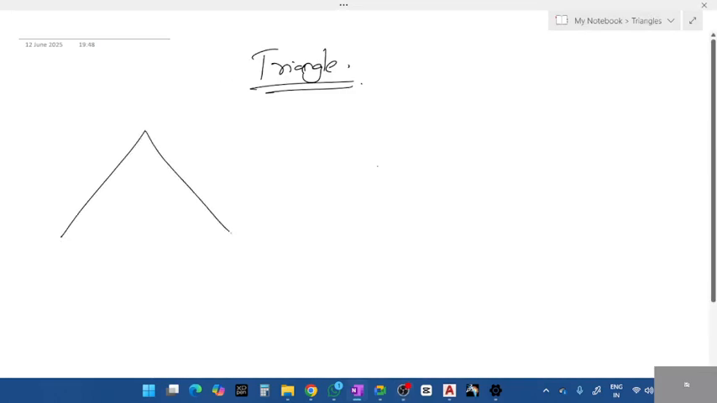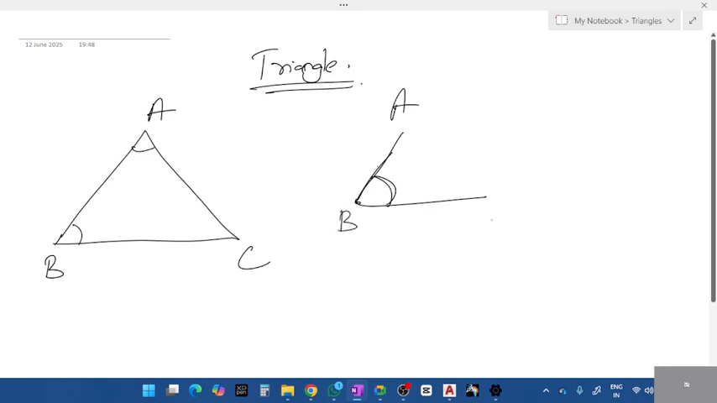Fine. Triangles. In triangle ABC, it has three sides. Angle is nothing but where two lines meet. Where two lines meet, what do you call this? The value inside, we call it as angle. And the point, students, outside the point, we call it as B. Vertex. This is vertex, this is angle.